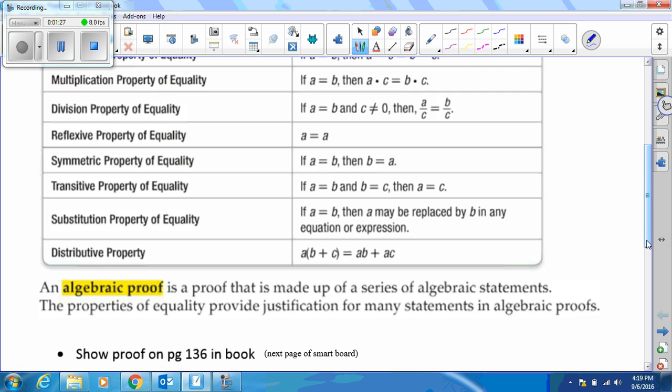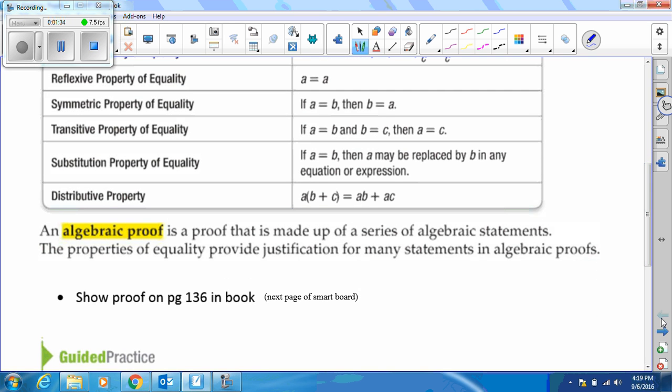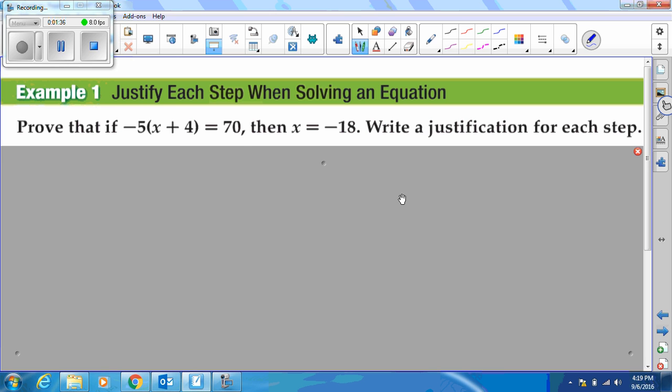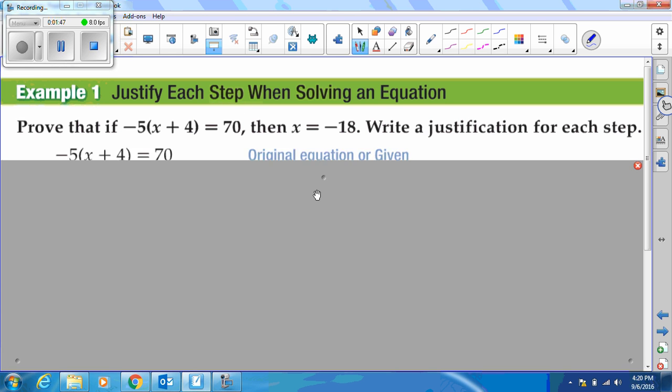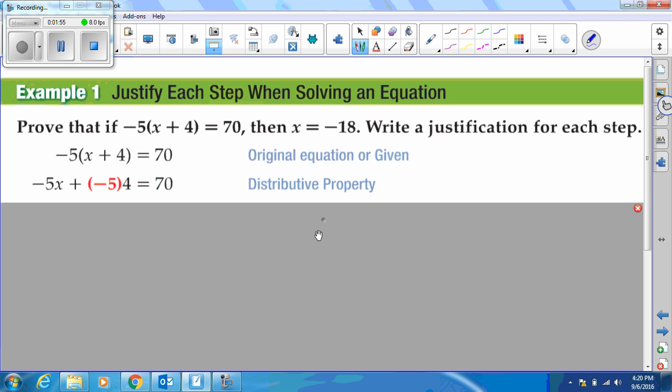So an algebraic proof is a proof that is made up of a series of algebraic statements. I want you to see the proof in your book so you can see what this looks like. If you were asked to prove the equation -5 times the quantity x plus 4 equals 70, and then that x equals -18, you're going to write a justification for each step. So here's what would happen. You'd start with your given, like you did with your paragraph proofs. You would write given, and then you would do the equation.